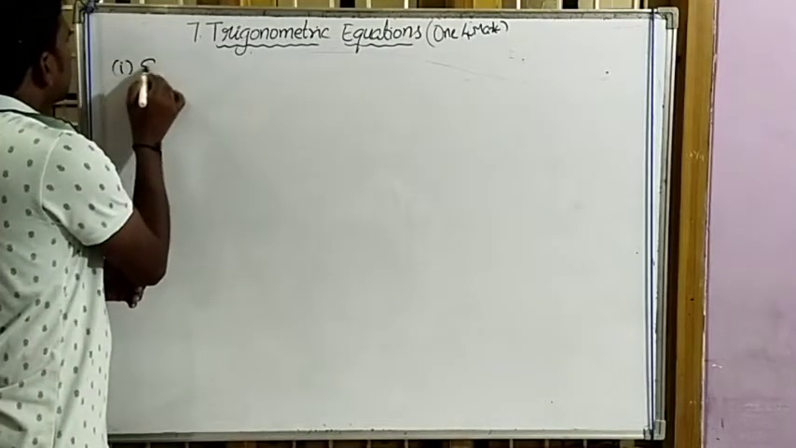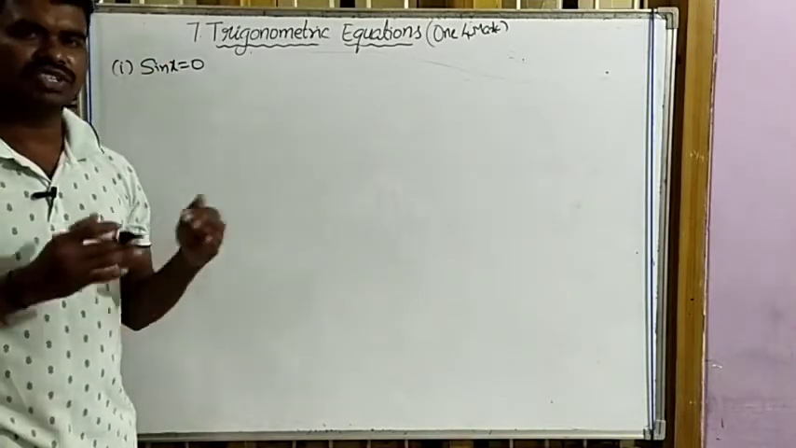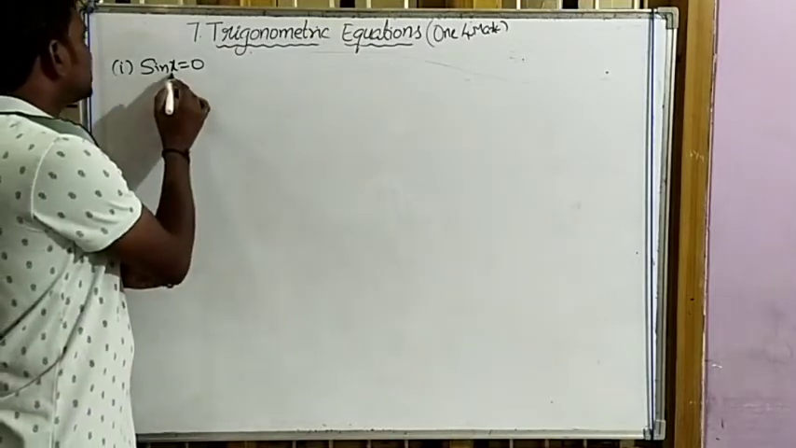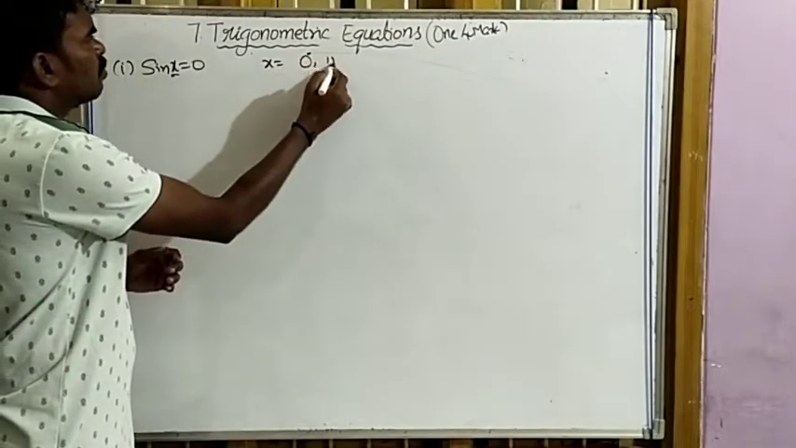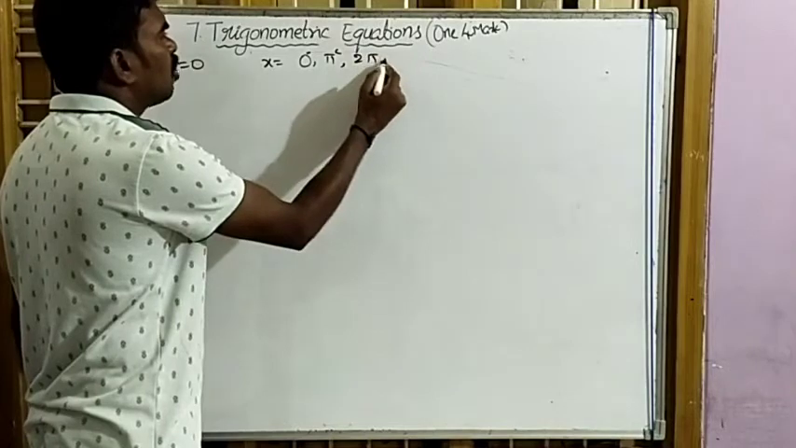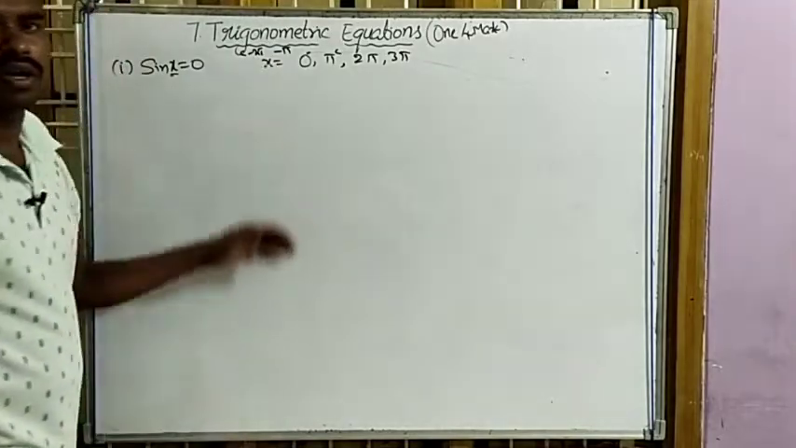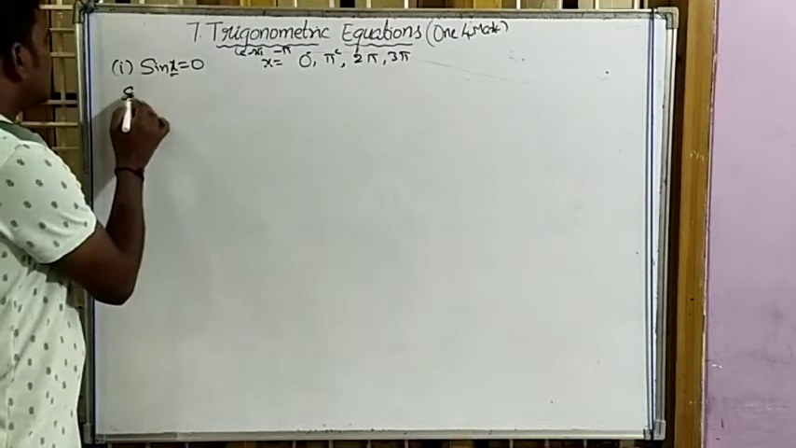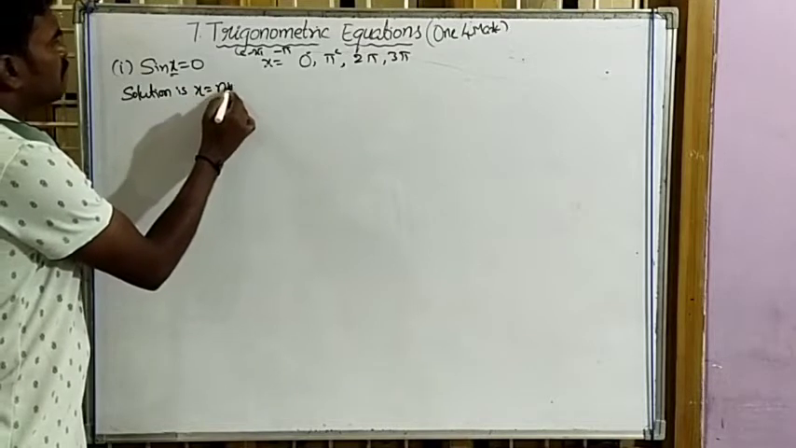First I am taking sin x is equal to 0. In this trigonometric equation, what is the solution? In this chapter we just find the solutions of trigonometric equations. Now we can say simply sin x is equal to 0 means x is equal to 0 degrees, or pi radians also, because sin pi is also 0, or sin 2 pi also 0, or sin 3 pi also 0, or sin minus pi, or sin minus 2 pi also 0. So infinitely many solutions we can get for sin x is equal to 0. Simply we can write the solution as x is equal to n pi.